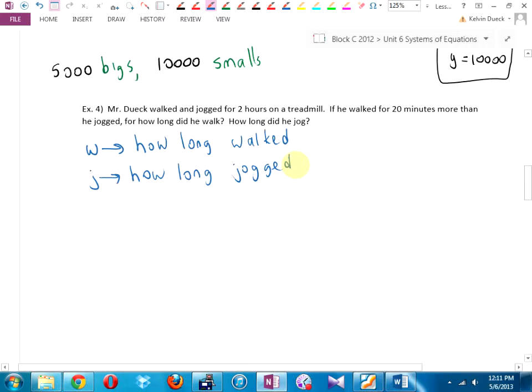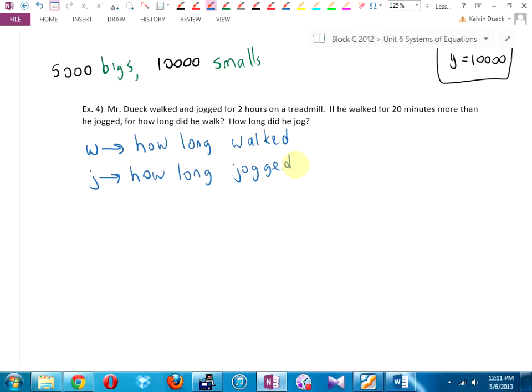Amy, go back to the beginning and read, please. Mr. Dueck walked. Stop. I think W. Walked, yes? Read again. Walked into. Stop. And. Plus I'm thinking, keep going. For 2 hours on a treadmill. Can you give me an equation? W plus J equals 2.